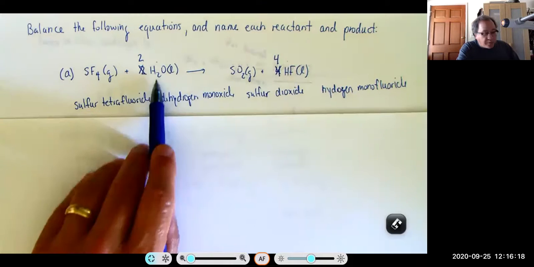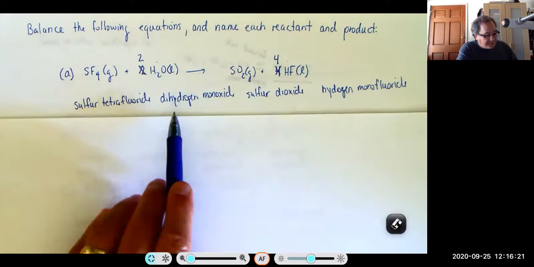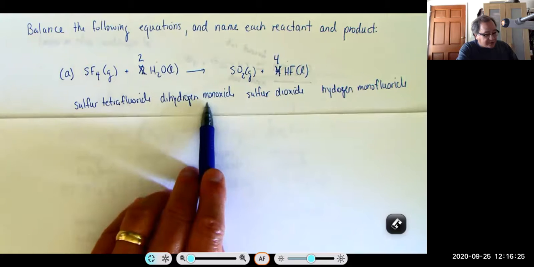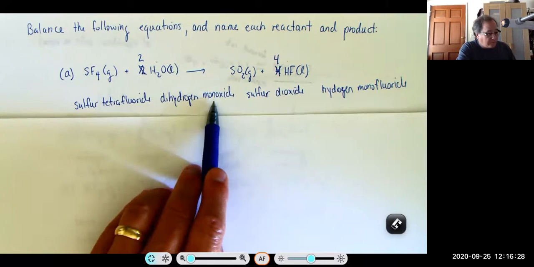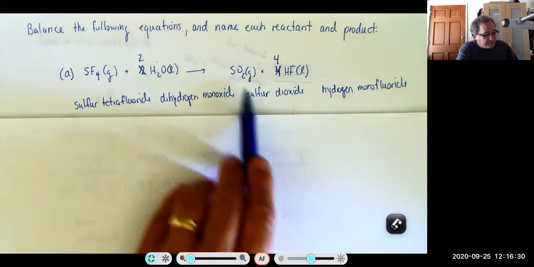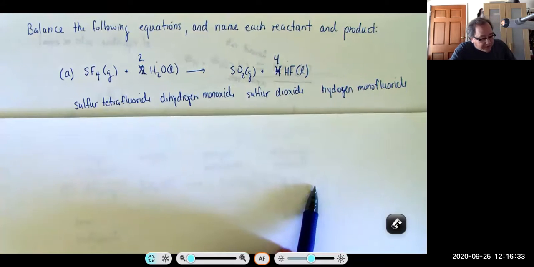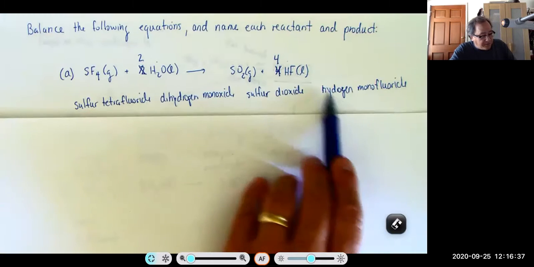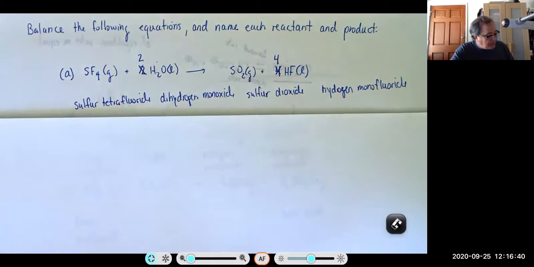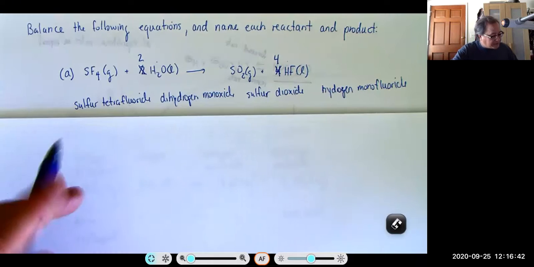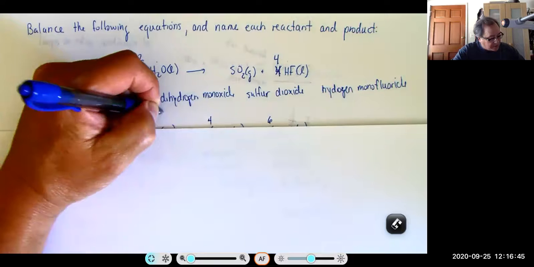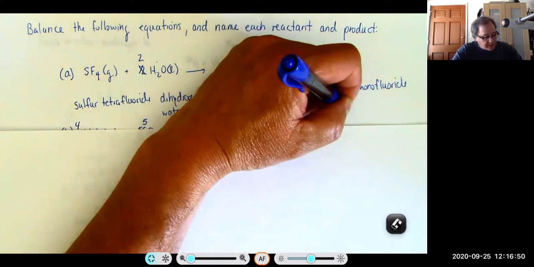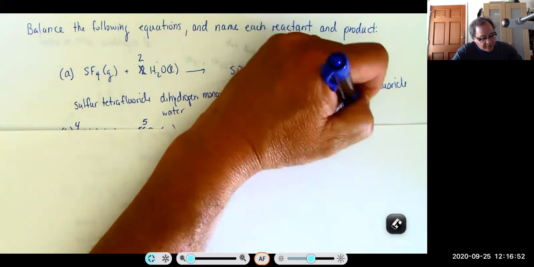Here, this one, there's 2 hydrogens, so we get dihydrogen. And then this is oxygen, so monoxide. Here, sulfur dioxide. No prefix because there's only 1 sulfur. And here, hydrogen monofluoride. Now, some of these have some common names. For instance, the common name of this one is water. And the common name of this one is hydrofluoric acid.